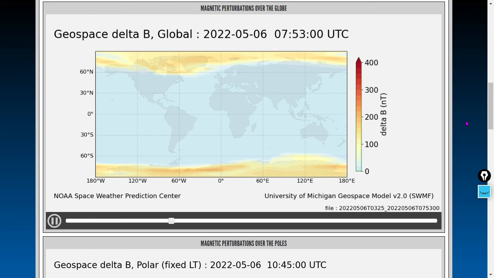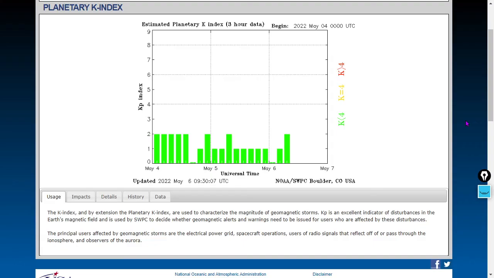Geospace Delta B: changes to Earth's B field. And not a whole lot of changes going on to Earth's B field at the moment. You'll see this light up during periods of geomagnetic storm and geomagnetic unrest. We'll also be covering coronal holes and sunspots and how to forecast using magnetic data.